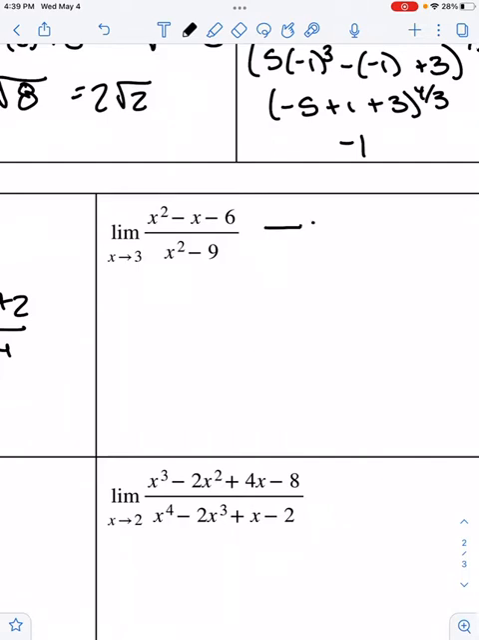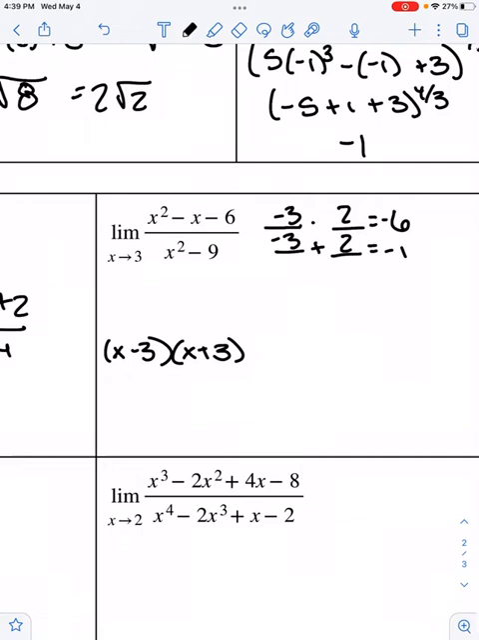And we can factor the top by what multiplies to -6 that adds to -1. That would be -3 and 2. And the bottom is a difference of two squares, which is factored as x minus 3, x plus 3. And then we'll put our factors on the top.